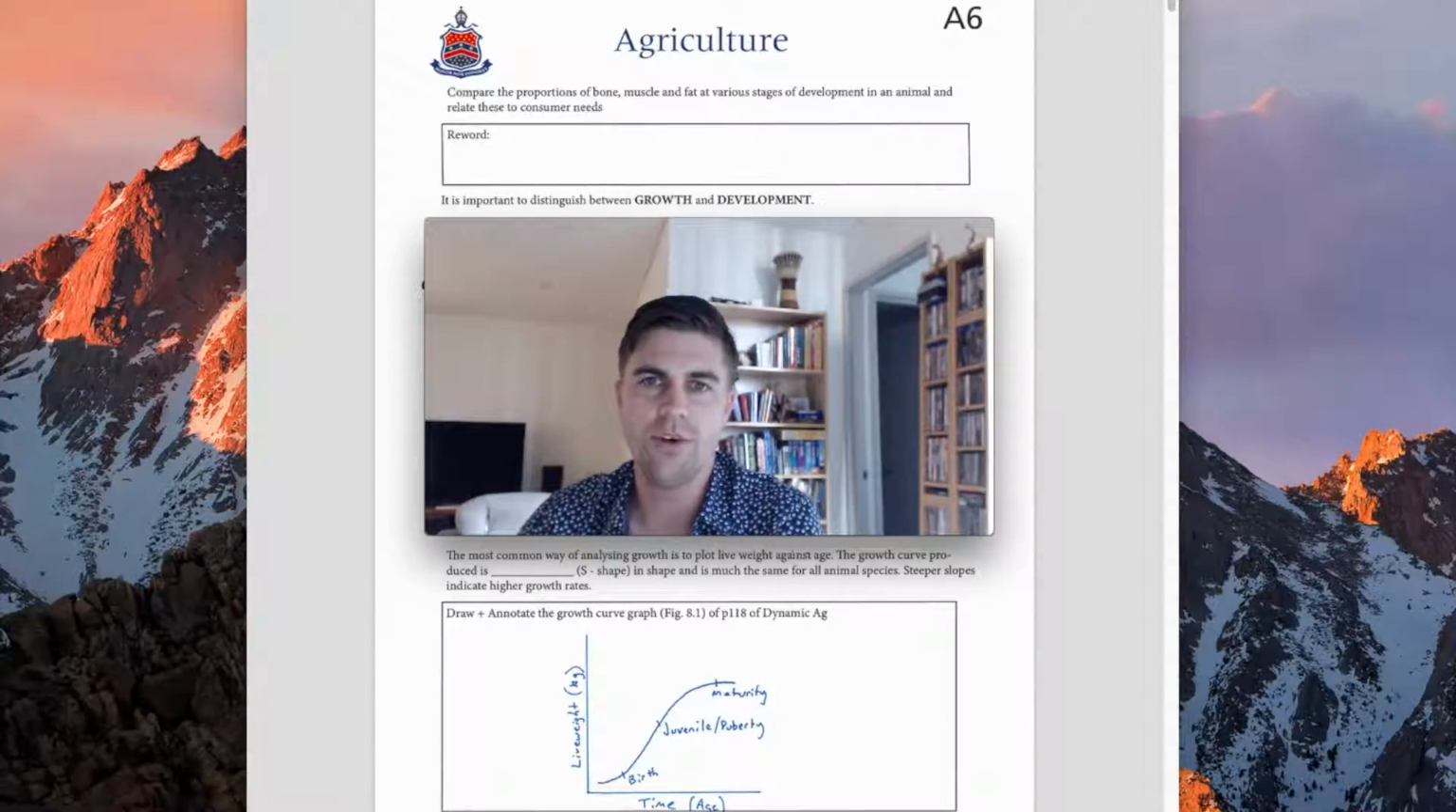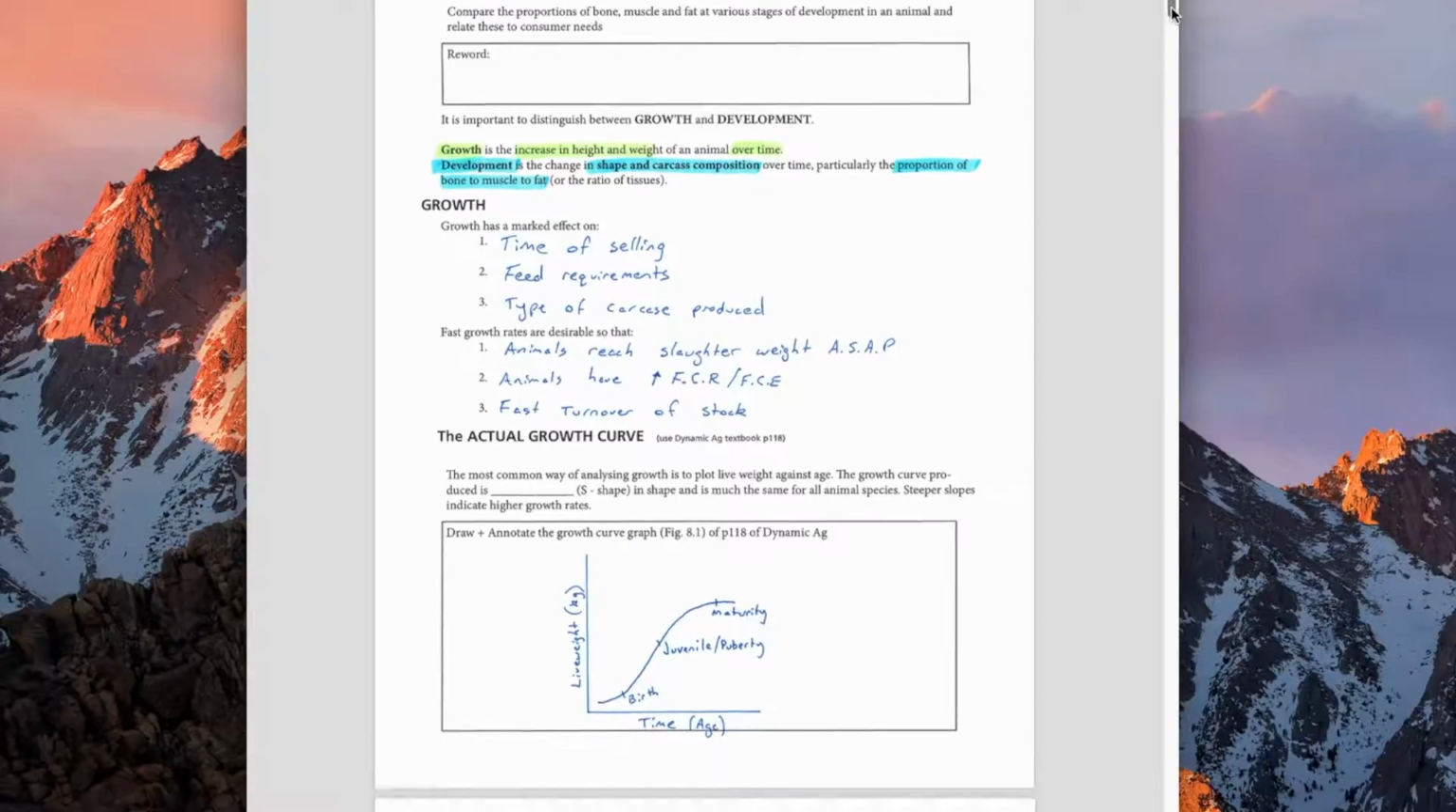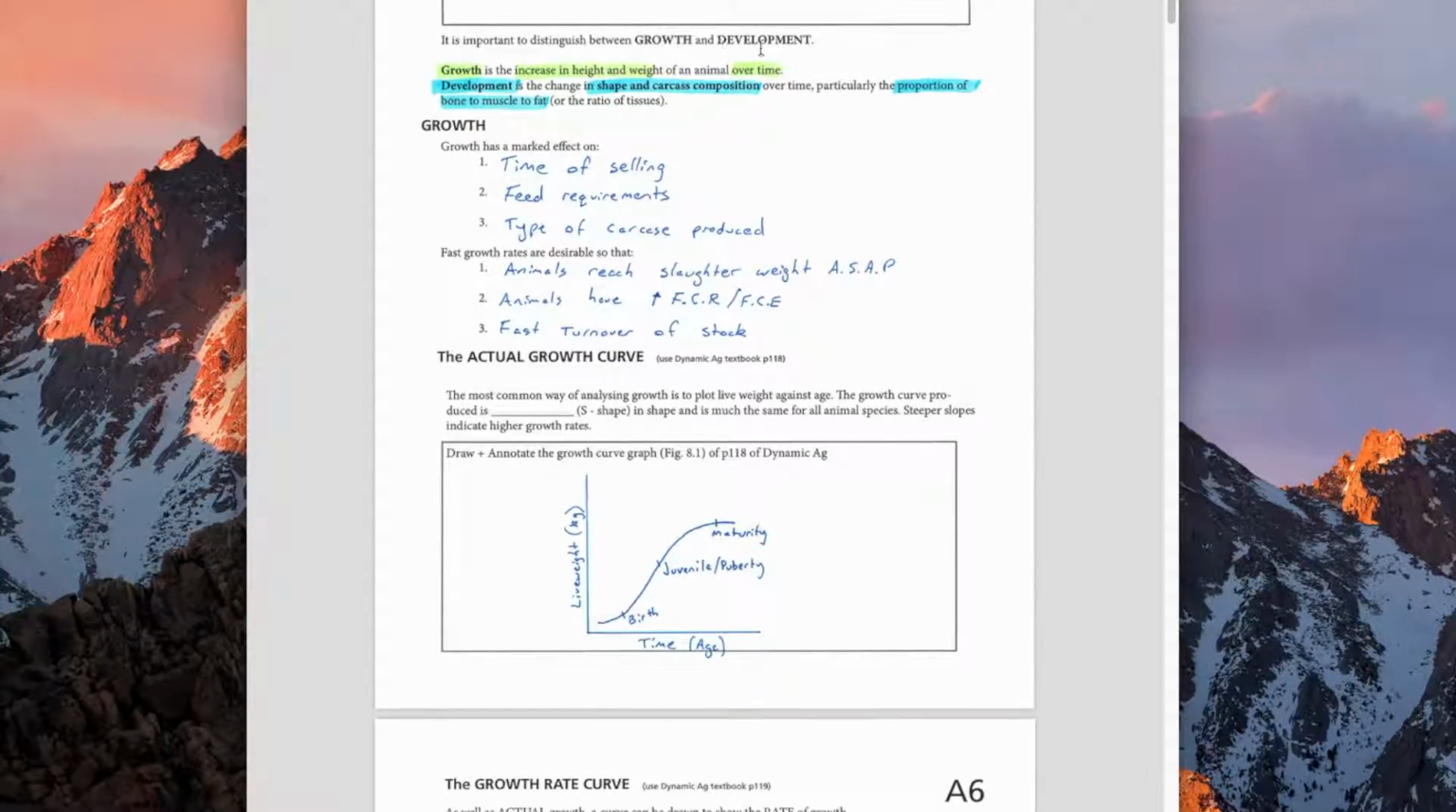Hey everyone, welcome to Dot Point A6, and today we're going to compare the proportions of bone, muscle and fat at various stages of development in an animal and relate those to consumer needs. So, to start with, we need to differentiate between what growth and development actually are. Firstly, growth is the increase in height and weight of an animal over time, while development is the change in the shape and the carcass composition over time, particularly the proportion of bone to muscle to fat, or the ratio of the tissues. Now, firstly, we'll look at growth.